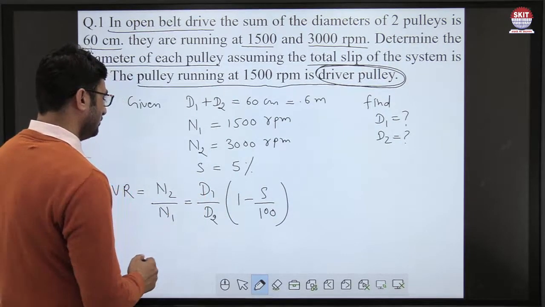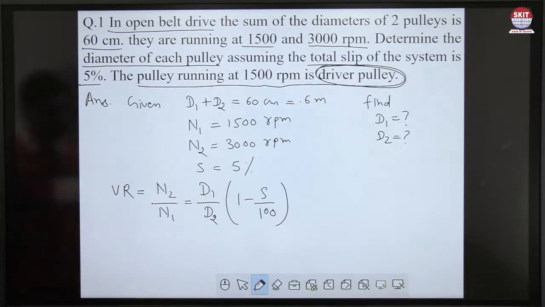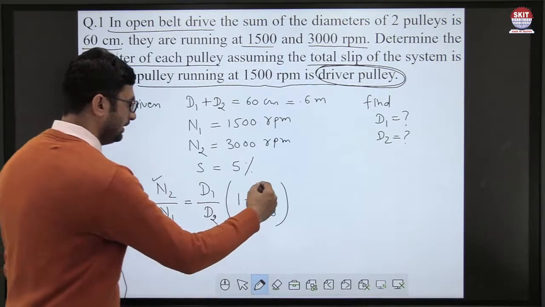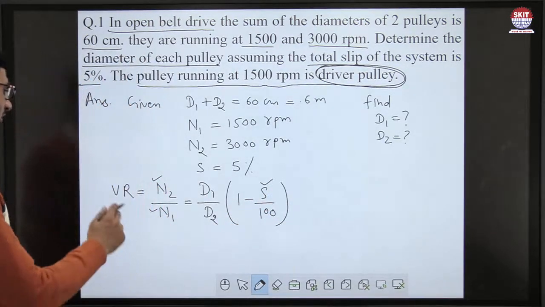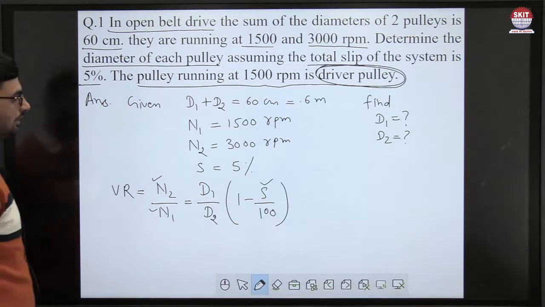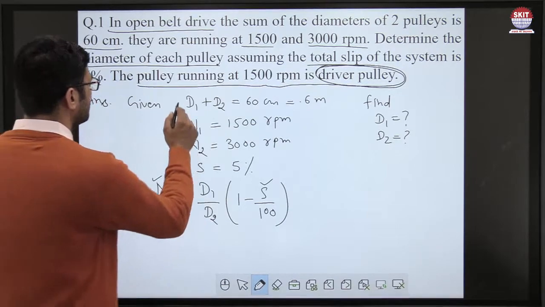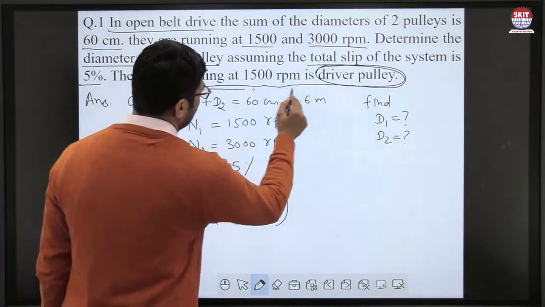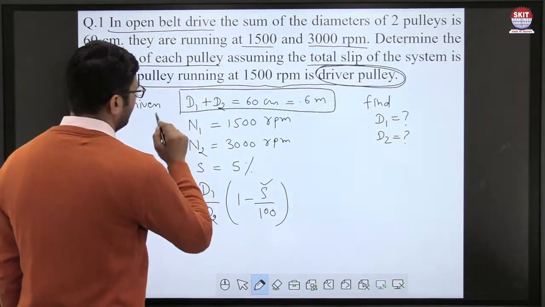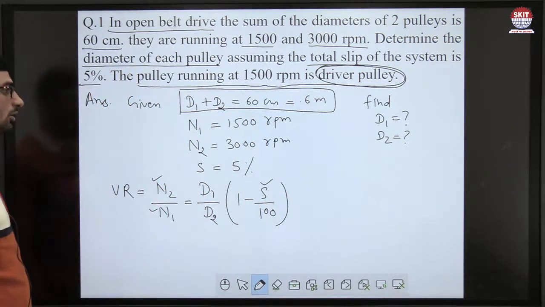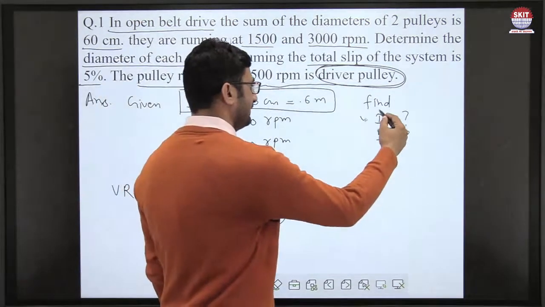We put the value which is given. Given values are n2, n1 and s. We put these values in the equation and find out the relation between D1 and D2. One relation between D1 and D2 is given here. Using these two relations of D1 and D2, we find out the values of D1 and D2.